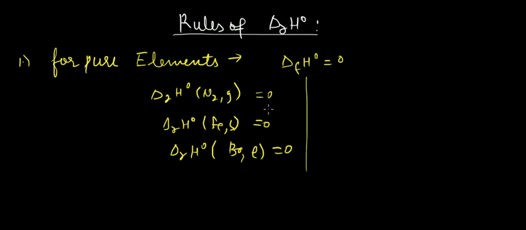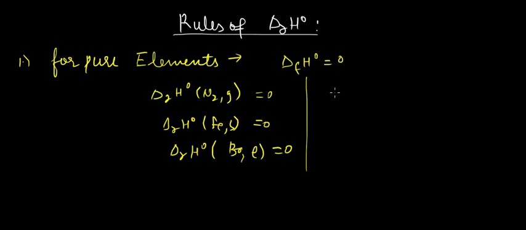as these are found in the native state, as nitrogen is freely available in nature at standard state in its gaseous form, delta F H naught for Fe is 0 in its solid phase, and for bromine at standard state it is liquid, hence delta F H naught for bromine liquid would be 0.